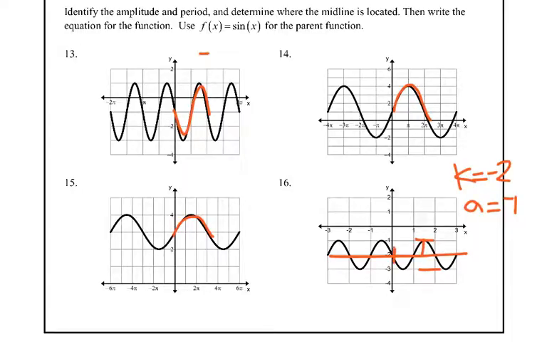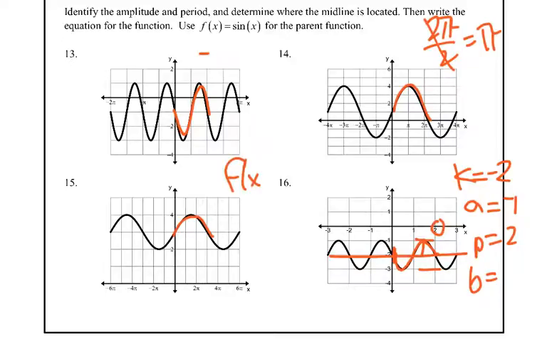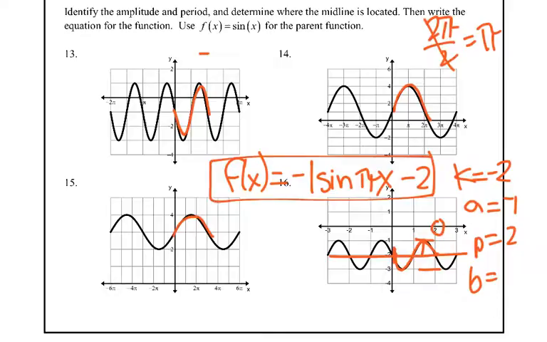Okay. Then a period, we start here, go here to 2. So my period is just 2. So b would be 2 pi divided by 2, which would just be pi. So my equation, f of x equals -1 times the sine of pi times x minus 2. And there we are with our sine functions, okay?